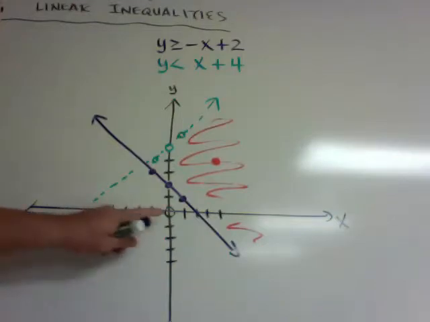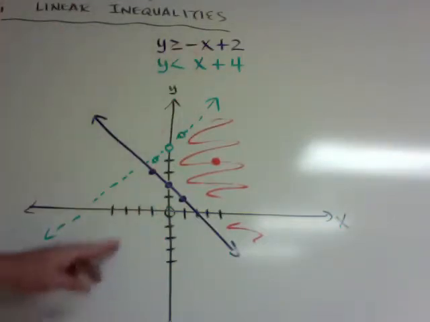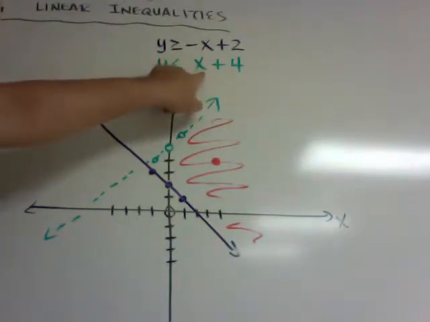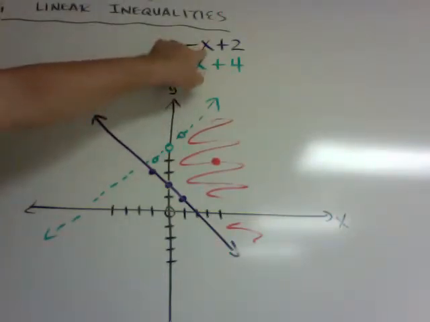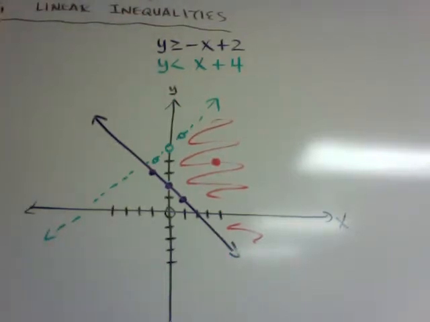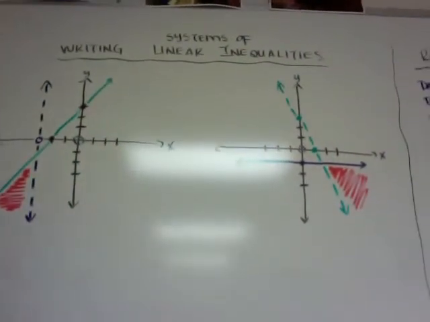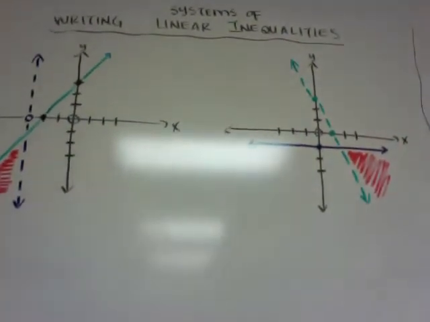If you try 0 0, it will not work for both of them. If I put 0 here, that's true, but if I put 0 here in the purple, that would be false. So again, it has to be true for both of them. Okay, so here is how you're going to write systems of linear inequalities.